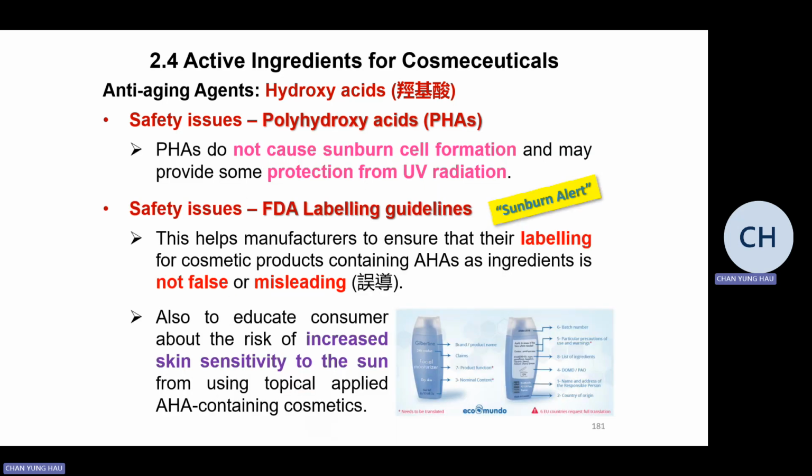For PHA, polyhydroxy acid, PHA does not cause sunburn cell formation and it provides some protection from UV radiation compared with AHA and BHA. But for the FDA labeling guidelines, they should be labeled as to whether they cause sunburn or not. So be careful with misleading and false labeling.